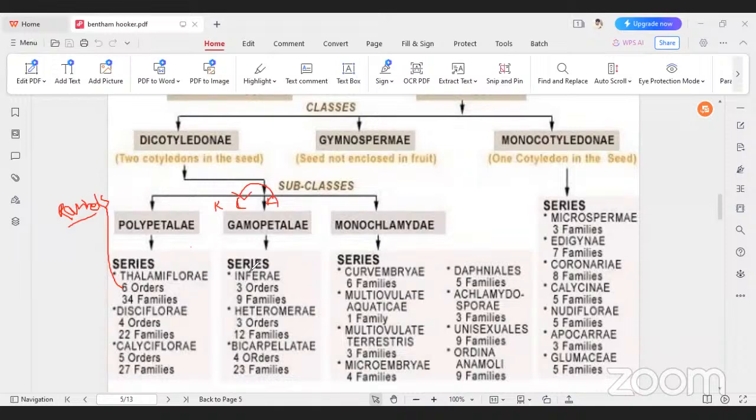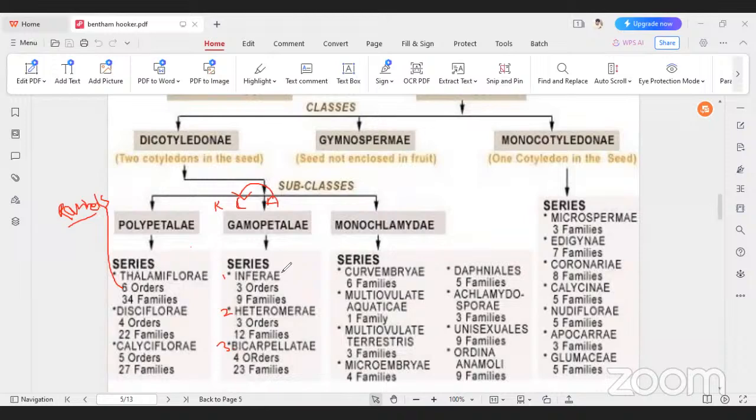In this we have three series, inferae, heteromerae, bicarpellatae. First, let's see the inferae. In inferae, all flowers are epigynous. Stamens as many as petals and adnate with them. Ovary inferior. Inferae means inferior family. Divided into three orders. The first order is Rubiales. This Rubiales contains two families, Rubiaceae and Caprifoliaceae.